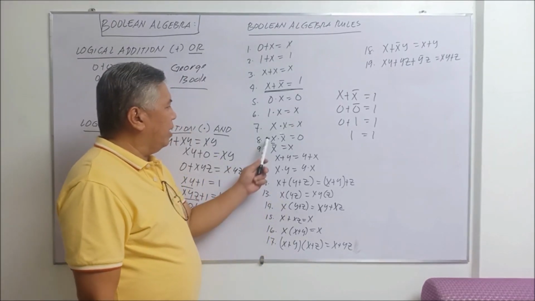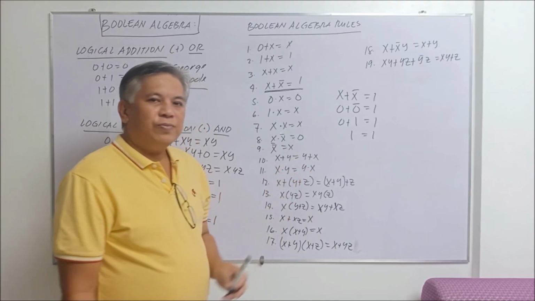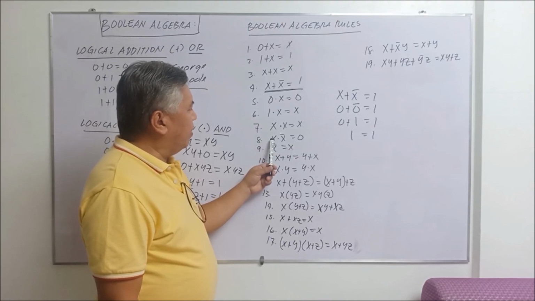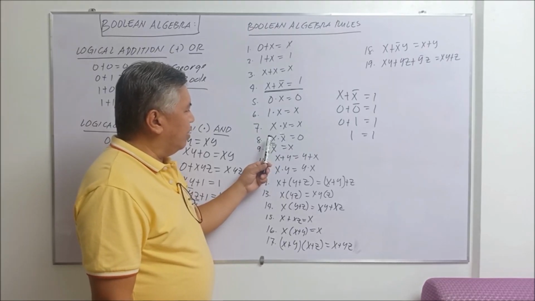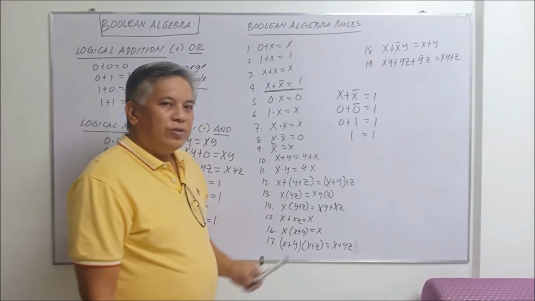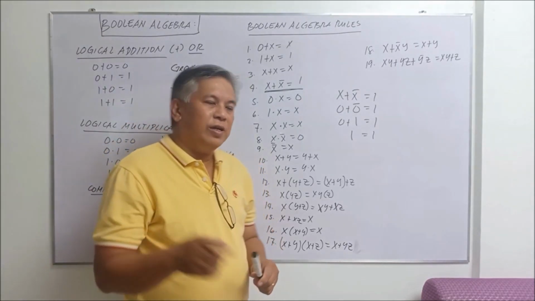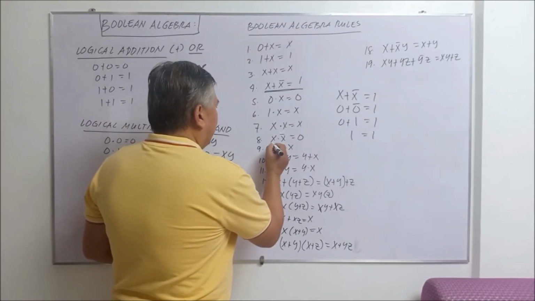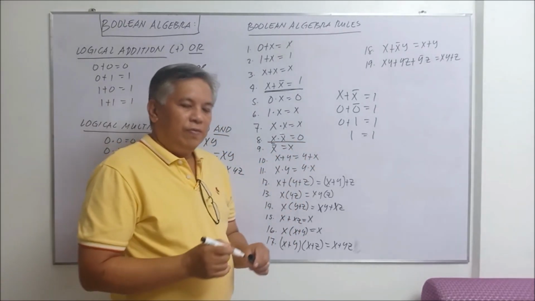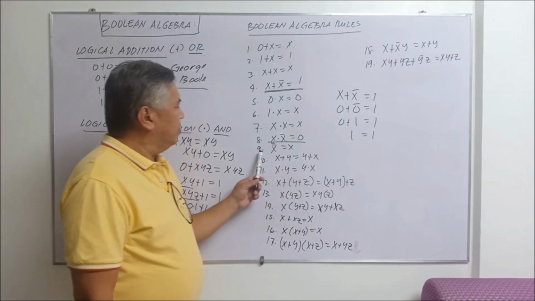Rule number 8. X times x complement is equal to 0. Okay? So, what does this mean? Any variable x multiplied to the complement of x is equal to 0. Okay? Now, this is only applicable for a single variable. So, I will underline this one. This is only applicable for a single variable.